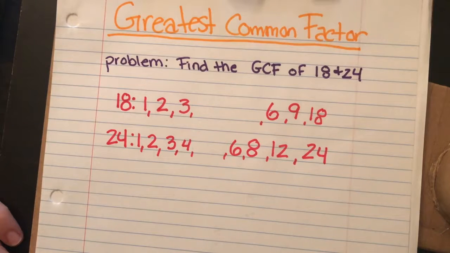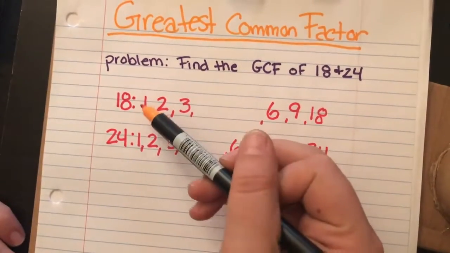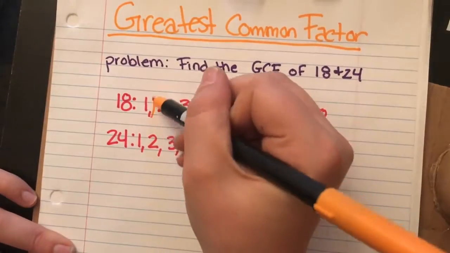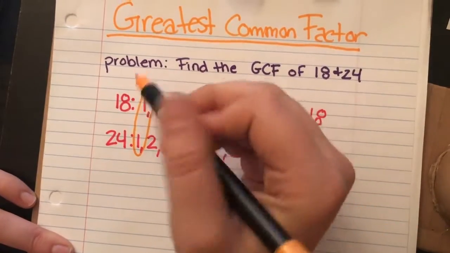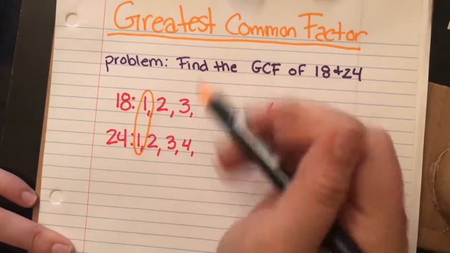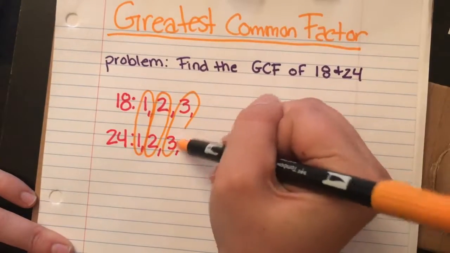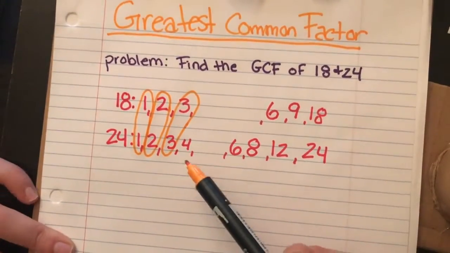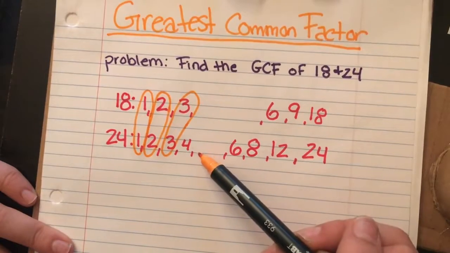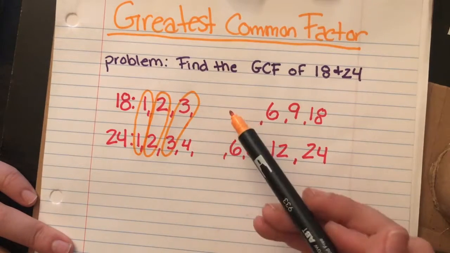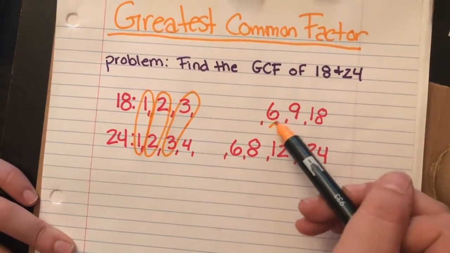Okay, so now I want to find all of the common factors. And so 1 and 1. 1 is a common factor because they are listed in the factors of 18 and 24. 2 is a common factor. So is 3. 4 is not because it's not listed in 18 even though it's listed in 24. So that's not a common factor. 6 is a common factor.